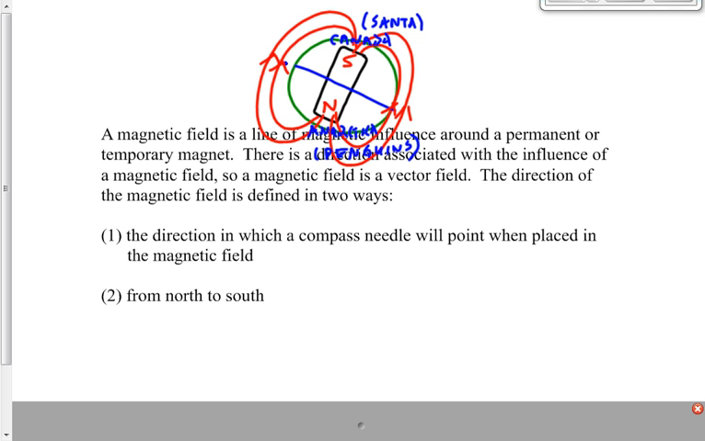Geographically, it's as we always have thought of it. The North Pole is Canada and the South Pole is Antarctica. But magnetically, that's not the case. Magnetically, it's the exact opposite.